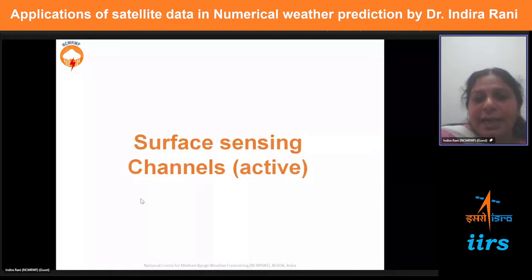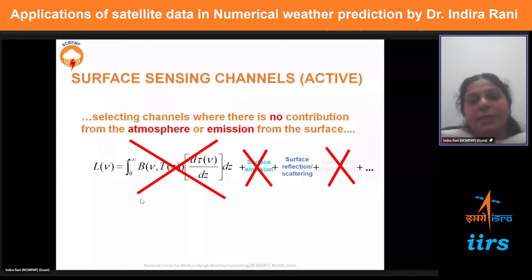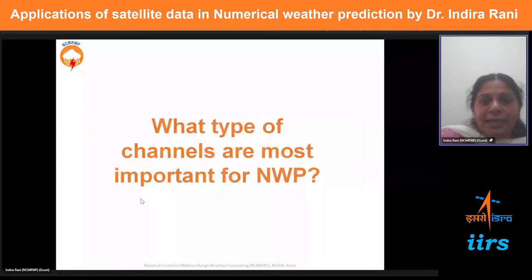When we come to the active surface sensing channel, it is mainly in the microwave region. We may not have it in the IR region. If it is active, we have to consider the reflection and the scattering part, and the other terms we have to neglect. So we have to select those frequencies where the contribution from reflection and scattering is maximum. Examples are the scatterometers. Almost all the scatterometers are active. OSCAT, the Indian ISRO scatterometer mission, is one example of an active surface sensing channel.